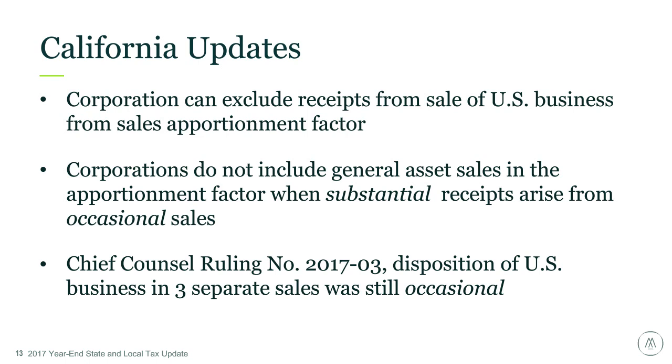Probably the most significant fact in this ruling was that there were 4 similar types of divestitures that had happened over an 8-year period. And the last similar type of ruling that came down from California was a ruling called the Appeal of Triangle, which involved 3 transactions over a 4-year period. And the ruling said that the 4 transactions were still occasional.